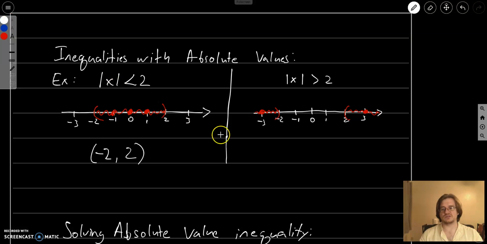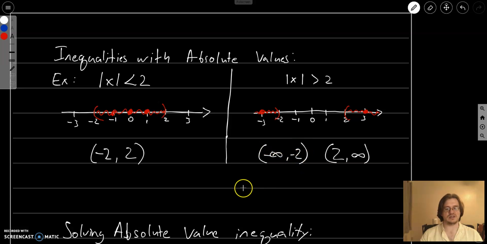So here the solution set will be anything bigger than 2, not including 2, or anything smaller than negative 2, not including negative 2. And because both of these sets are in the solution, we're going to take the union of them. We're going to put them together.